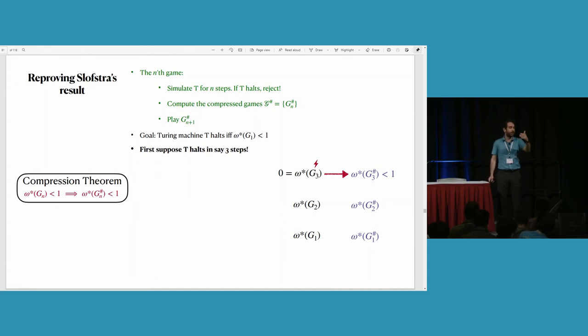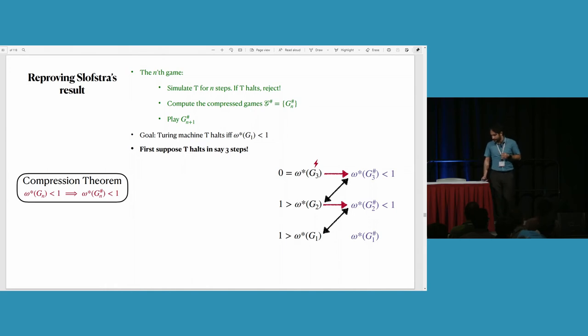Now, let's go on to game G2. Well, the referee would not reject in the first step because Turing machine T is not halting in two steps. So the value of game G2 is really the same as the value of the game G3 compressed. So using this reasoning, I get that the value of G2 is also strictly less than one. And now if I repeat this argument one more time, I obtain that the value of G1 is also strictly less than one. So I'm done with this direction of the proof.